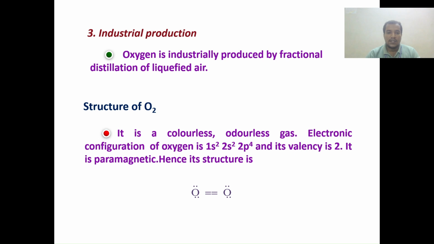In industrial production, oxygen is industrially produced by fractional distillation of liquefied air. The structure of oxygen is two oxygen atoms in a molecule. The electronic configuration is 1s2, 2s2 and 2p4, and its valence is 2. It has a paramagnetic structure.